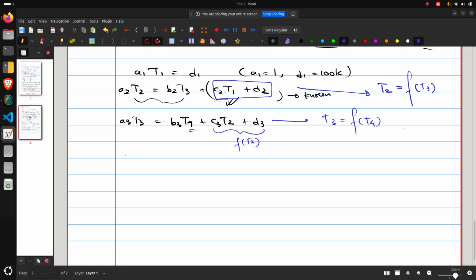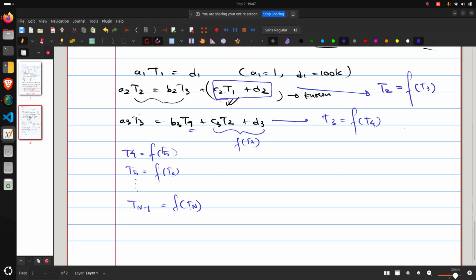So if we go on, we will see that t4 is nothing but a function of t5, then t5 is nothing but a function of t6, and finally tn will not be a function of anything, because tn is already known. So tn minus 1 will be a function of tn. Okay, you understood what I did here? Because tn is already known, we will only require the tn minus 1 value, right? Because the tn value is already known.